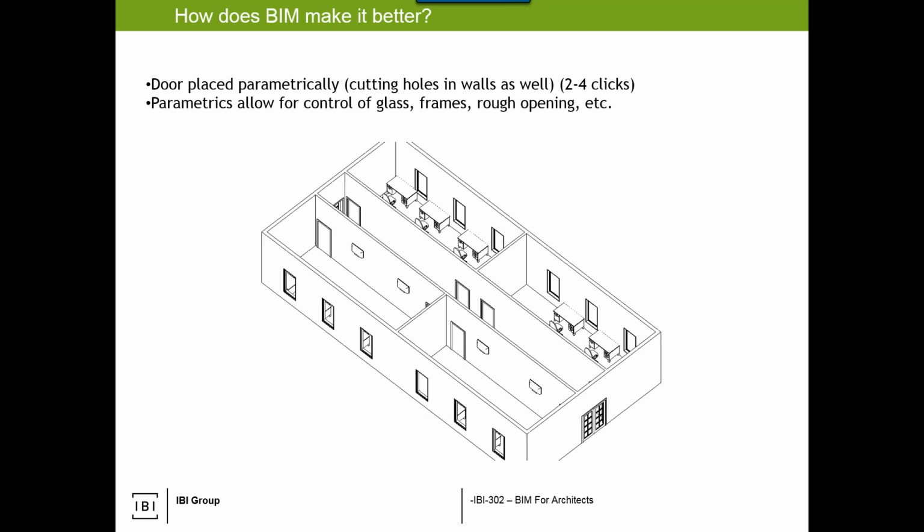So this is where, why would I BIM my building, right? And here's just a simple floor plate example. You know, doors placed parametrically, cutting your holes into the walls, 2 to 4 clicks, parametric control of glass frames, rough opening. I can swap out doors, build different families, replace them. A lot of amazing things you can do just with the door alone.